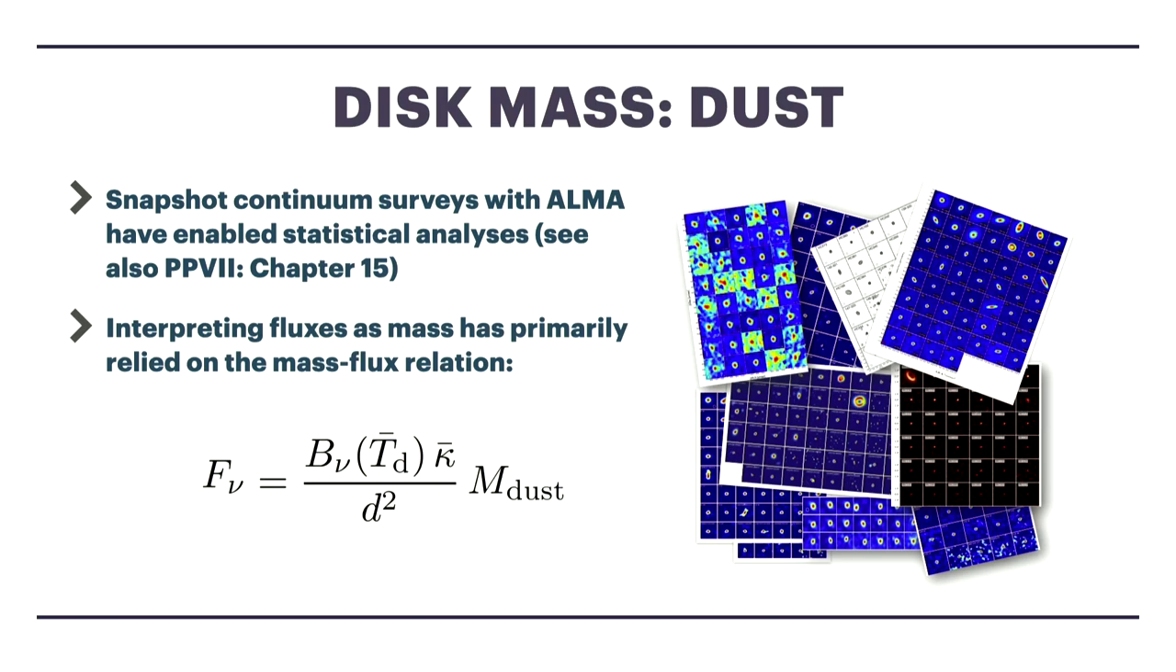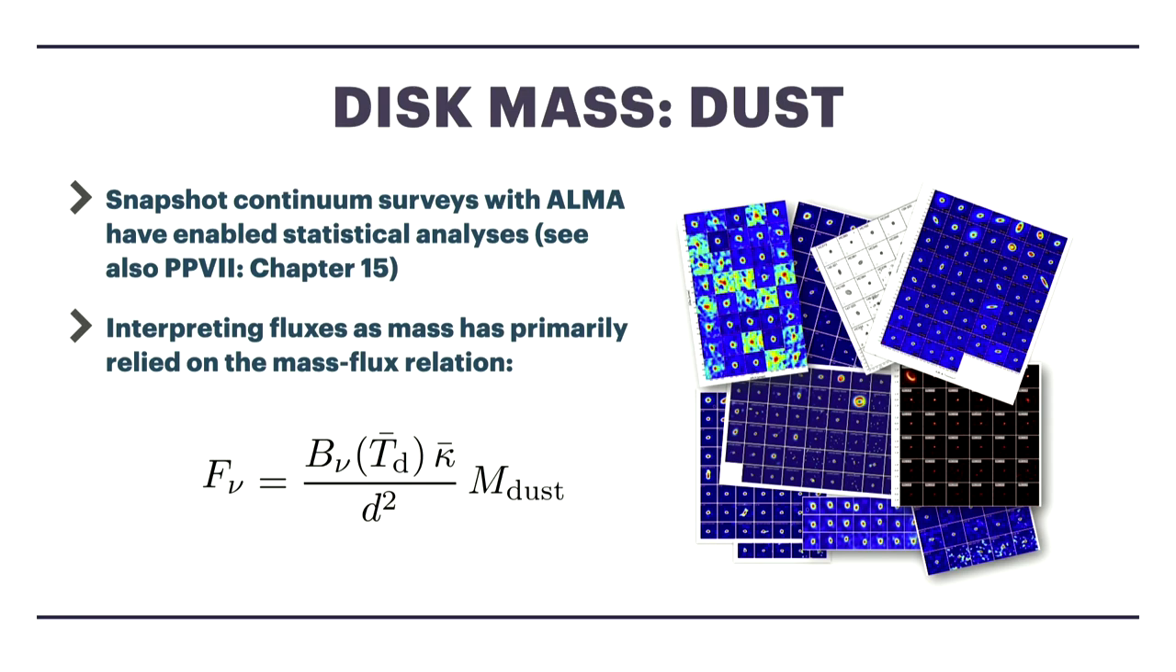And so to take these observations and convert them into a number, at least a number that is interesting for forming future planets, this classical relationship is typically assumed, where you have something about the emission at a certain temperature of your blackbody type dust, your opacity, and the total mass that you're going after here. So the observational quantity is over here on the flux side.